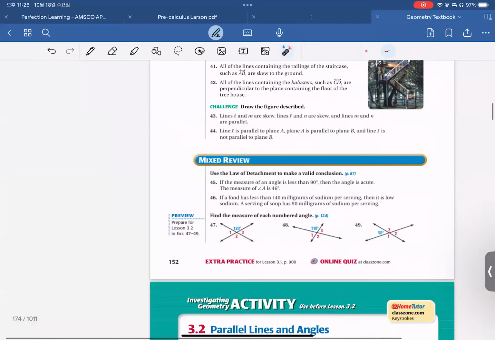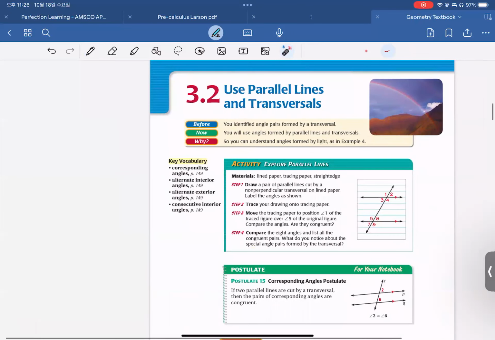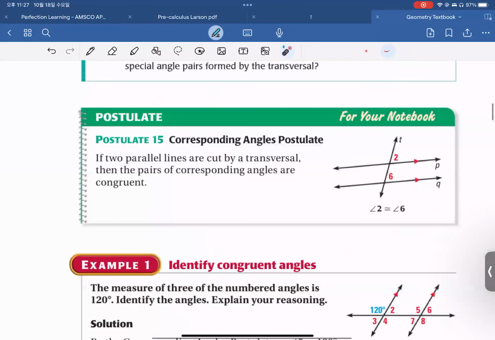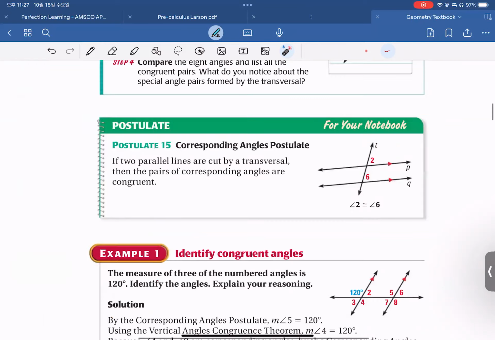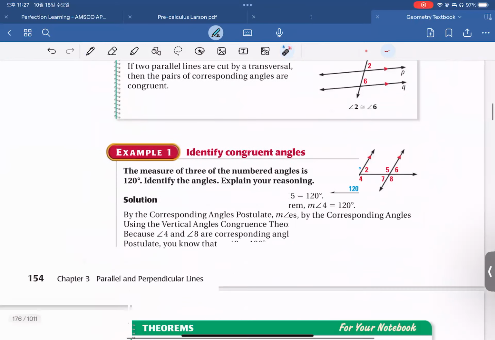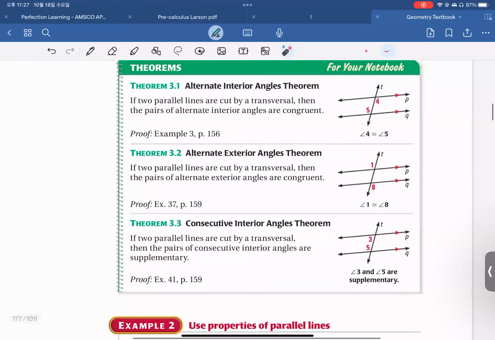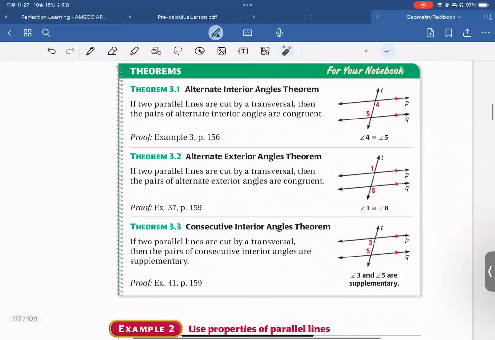Let's move on. Next, we use parallel lines and transversals. First, let's look at the corresponding angles postulate. You remember that corresponding angles are angles in this kind of relationship. And all this postulate is saying is that these two angles are corresponding, thus they have the same angle measure, or in other words, they're congruent. And for these next three, just remember that corresponding is the only postulate and everything else is a theorem.